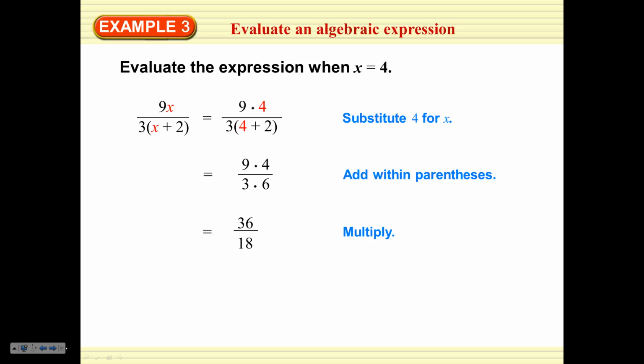And so now we have 36 divided by 18, or we could just simplify that fraction, reduce it. 36 divided by 18 is 2, or we could reduce it to 2 over 1. Either way, we come up with the same answer. Notice our division is the last thing that we do.